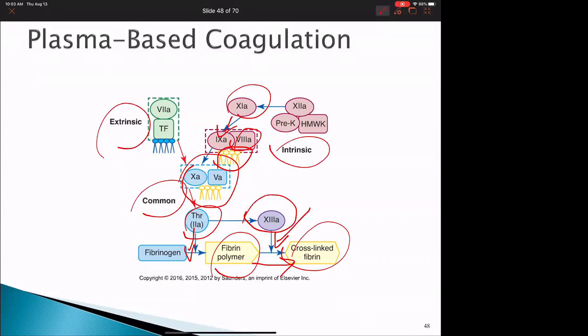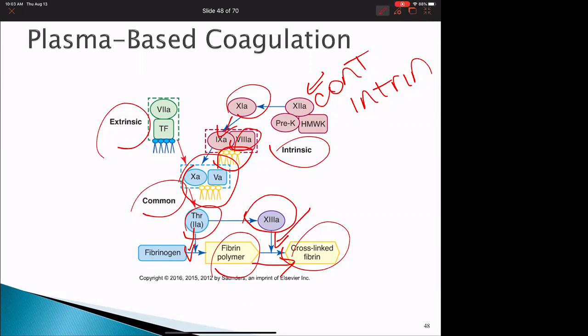So again, the red portion of this diagram is your intrinsic pathway in the plasma-based model. You need these contact factors right over here to start the cascade. Activated factor 12, pre-K, and high molecular weight kininogen will activate factor 9. Activated factor 9 will then get together with activated factor 8 on the surface of the platelet. That complex is going to activate factor 10, which will come together with activated factor 5. Factor 5 is a cofactor for factor 10, okay?